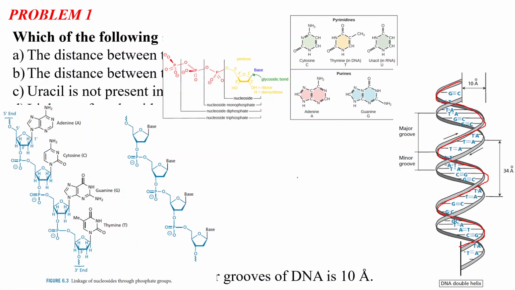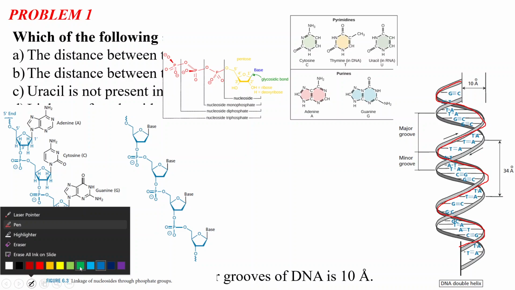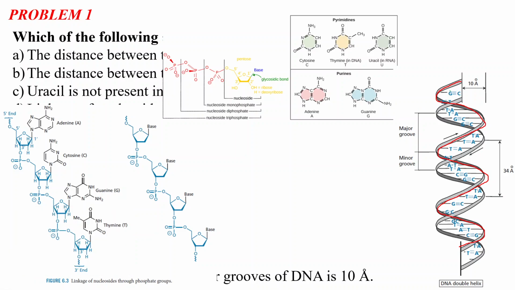Let me mark it blue. Okay, let me mark it green, so it will be easier for me. Yeah, so there is one strand and there is another strand, which is this green chain, right? So the distance between this red chain and this green chain is the 10 angstrom.